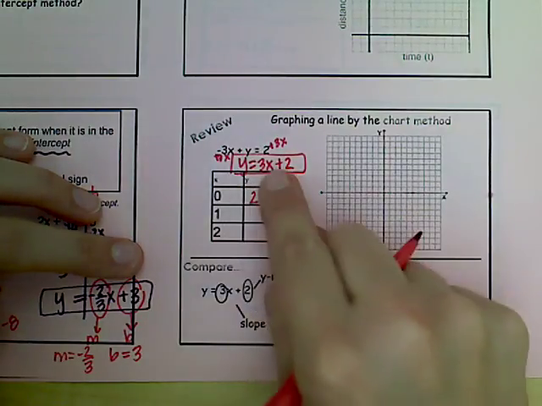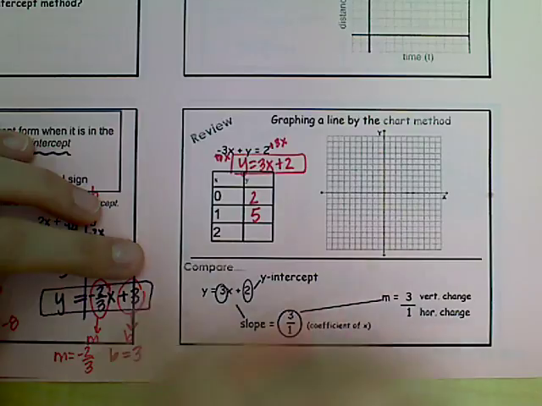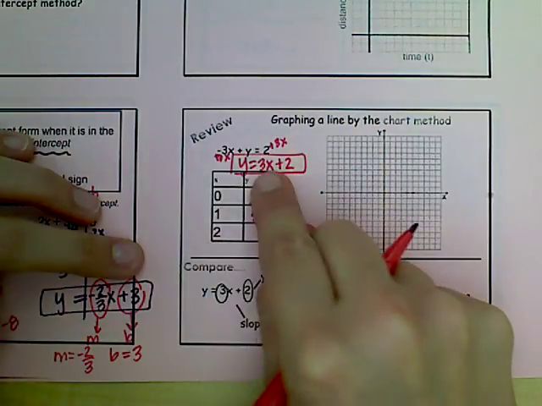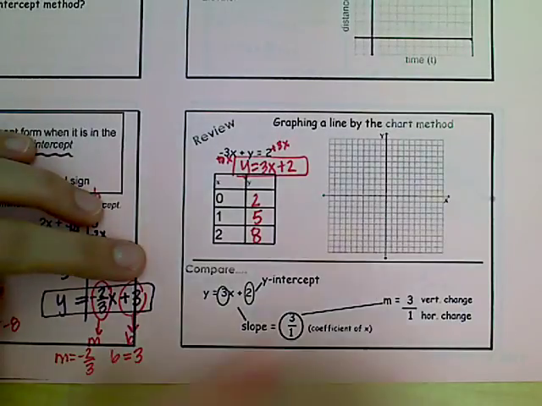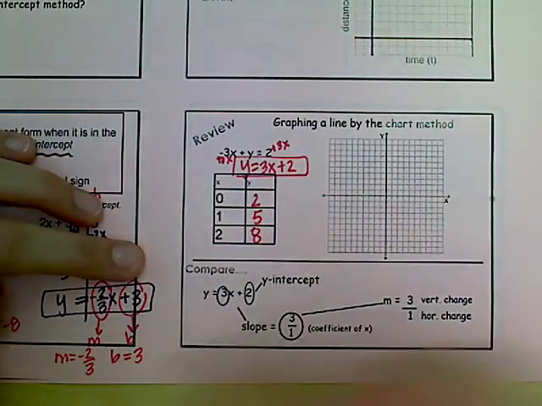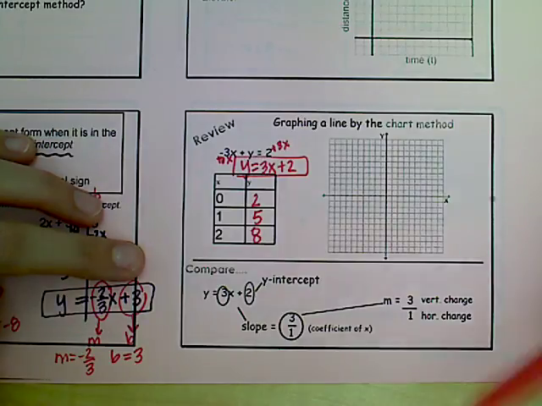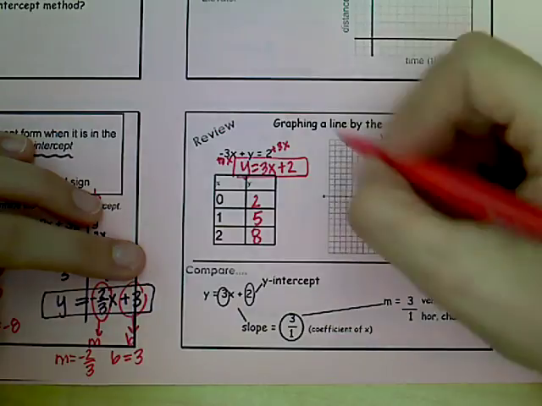When I substitute in 1, 3 times 1 is 3, plus 2 is 5. When I substitute in 2, 3 times 2 is 6, plus 2 is 8. If you don't like to do this in your head or in your calculator, you can put y equals into your calculator and then use the table, and that's a really easy thing to do. Now I'm going to graph these points.